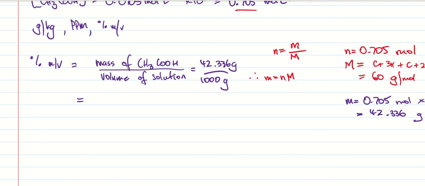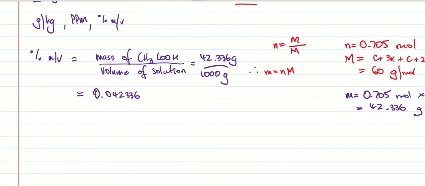So we can just move that decimal place 3 times, and that's going to go 0.042336. No, just a fraction because we've cancelled the units. But we're going to express it as a percentage, so it's just going to be 4.23, or 4%, mass over volume.